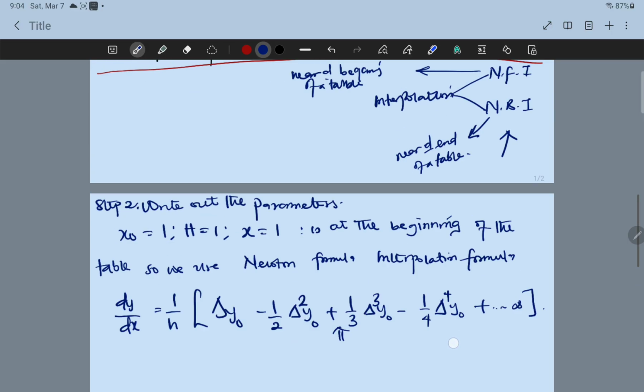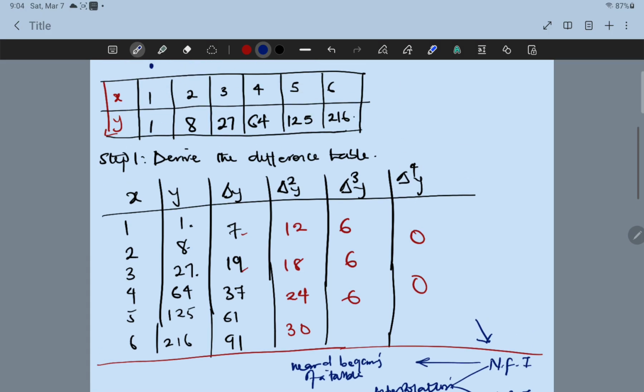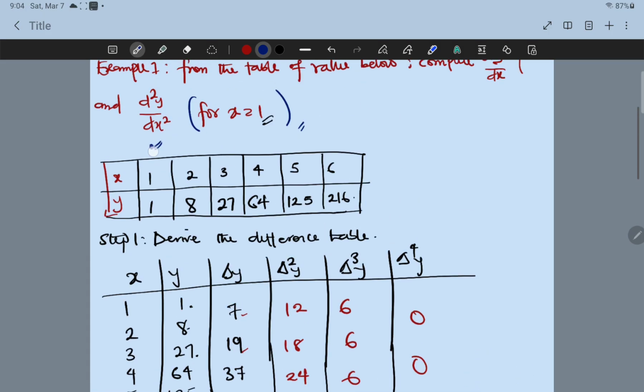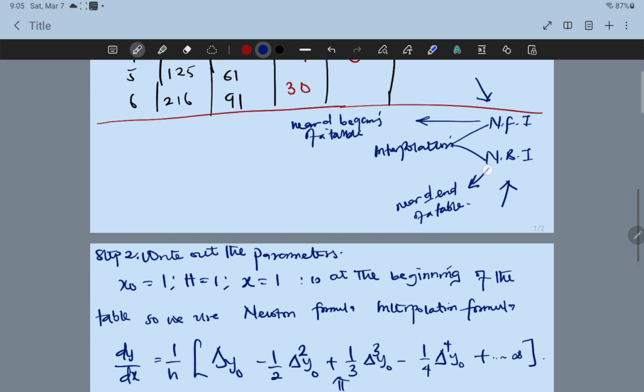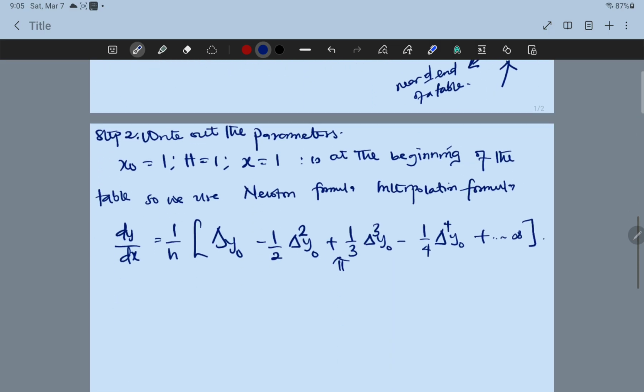Why are we differentiating the NFI? We are differentiating the NFI because we are looking for values close to the beginning of the table, right? Because they said compute the dy/dx. So that means differentiation is coming into place. So let's continue. If we differentiate NFI, this is what we are going to have. NFI means Newton forward interpolation. Newton forward interpolation formula. That's why we call it NFI. Is that okay? All right.